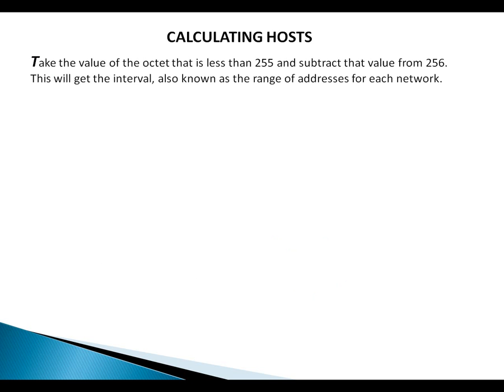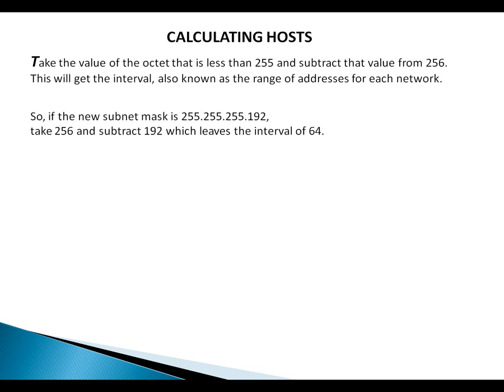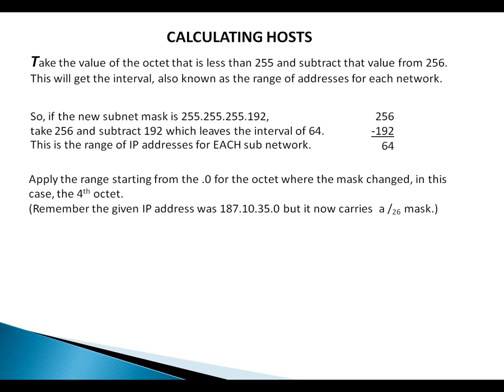You take the value of the octet that is less than 255 and subtract that value from 256. This will get the interval, also known as the range of addresses, for each network. So if the new subnet mask is 255.255.255.192, take 256, subtract 192, which leaves the interval of 64. This is the range of IP addresses for each subnetwork.